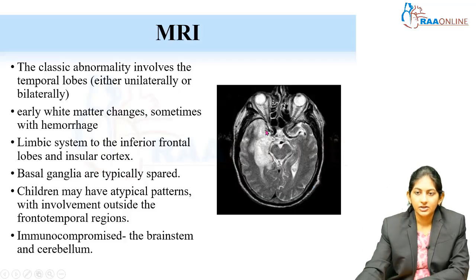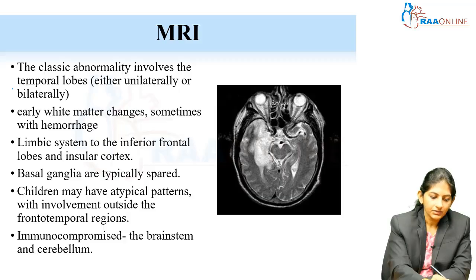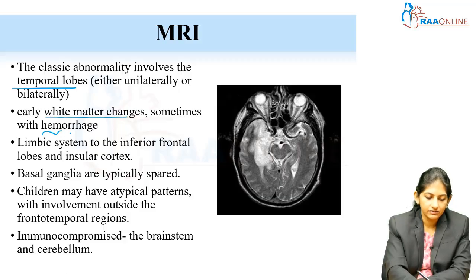Classically here you can see that the medial part of the temporal lobe on the right side is affected. There are early white matter changes. It is a necrotizing infection, so you will see a lot of edema. Early white matter changes will be present. Hemorrhage also can sometimes be seen. So these are the typical areas: temporal lobes, white matter lesions, hemorrhage. The limbic system is involved.